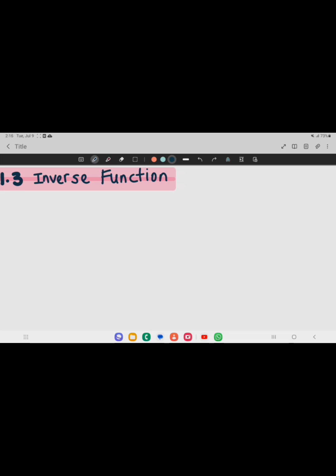So today I'm going to teach you guys about a 1.3 inverse function. In Malay, inverse function we call it as fungsi songsang. So without wasting time, let's straight away get into the video.